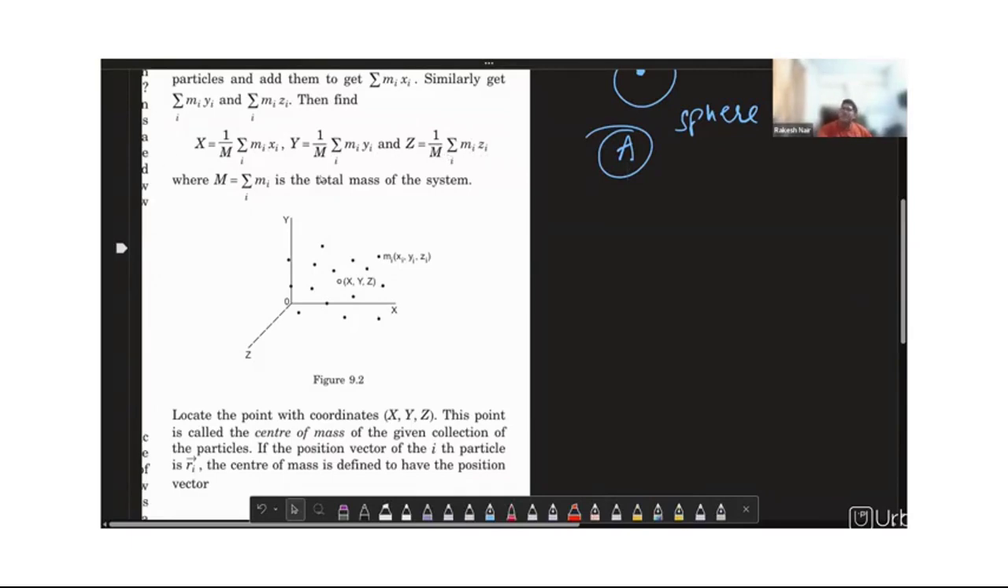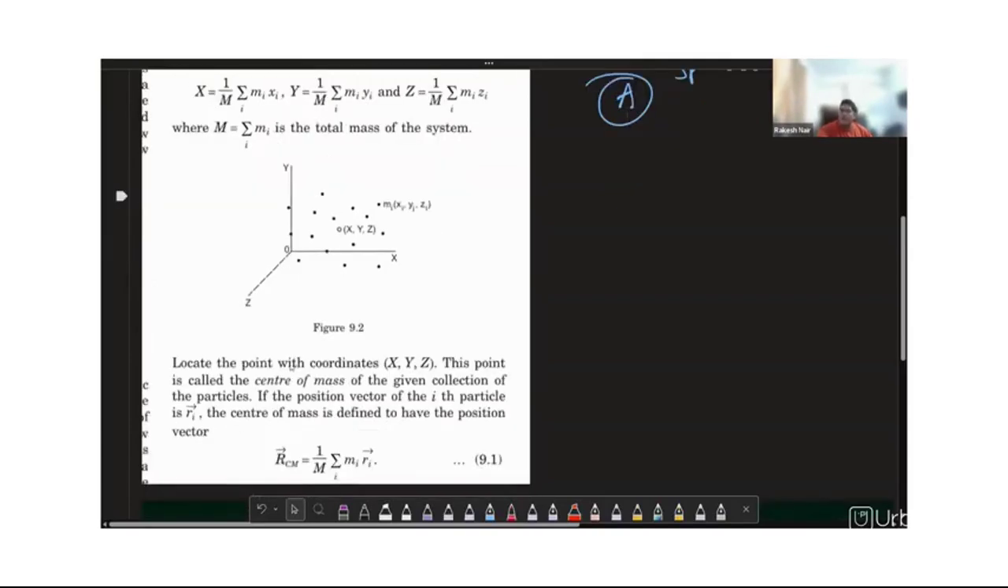So this is the pattern to write the center of mass. And we are locating the points with coordinates x, y, and z on the X, Y, and Z axes. This particular point location is known as the center of mass of the given system, the given collection of particles.